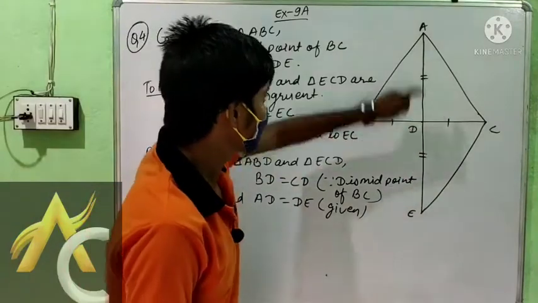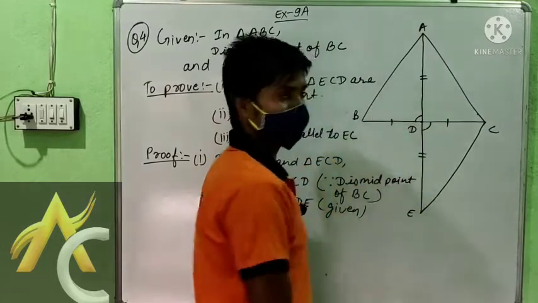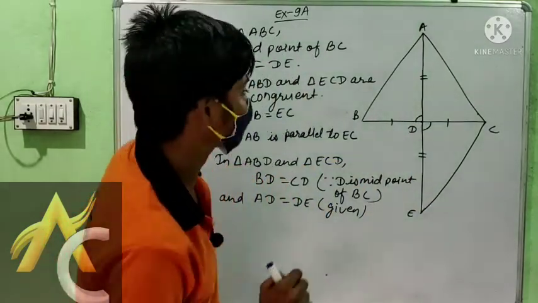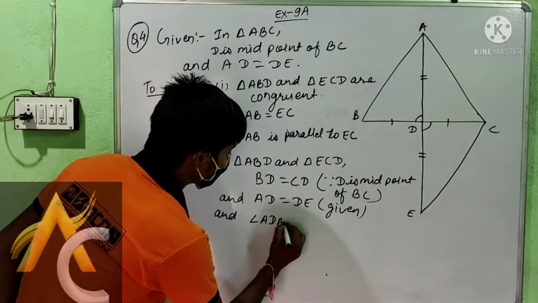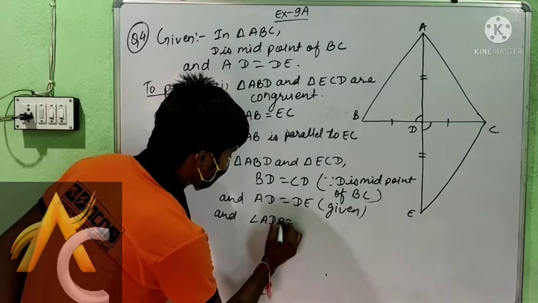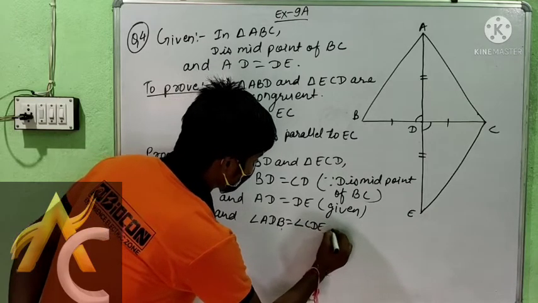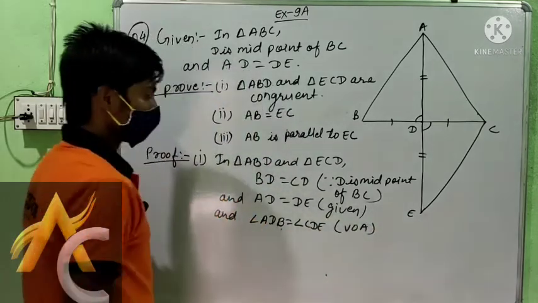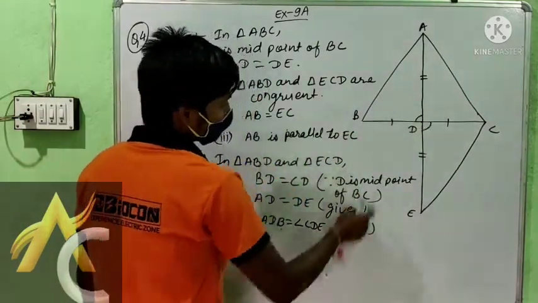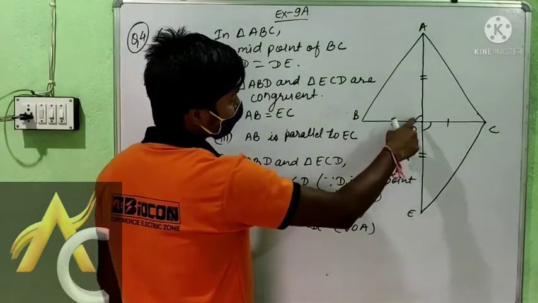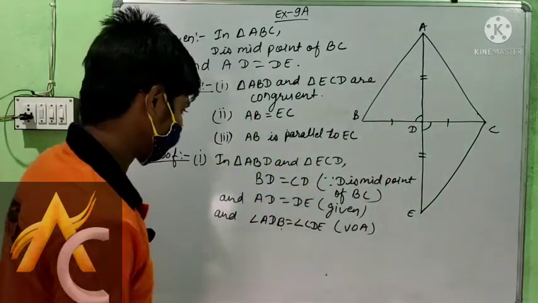And just look at this figure. Since AE is a straight line and BC is also a straight line, hence these angles should be equal. Why? Right, vertically opposite angle. And angle ADB is equal to angle CDE. Reason, vertically opposite angle. Now by comparing these two triangles, we are taking here this side, this angle, and this side. So these triangles are congruent by side angle side congruency.